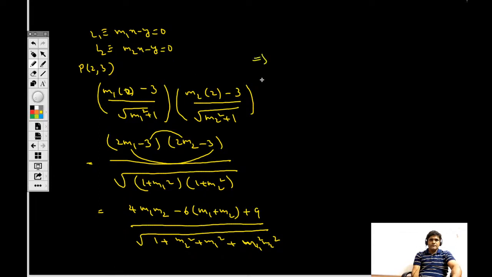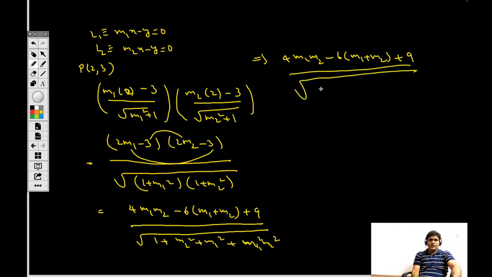This implies the numerator is 4 times m1 m2 minus 6 times m1 plus m2 plus 9, over the square root of 1 plus m1 square plus m2 square, which can be written as m1 plus m2 whole square minus 2m1 m2. Already m1 m2 whole square is there.